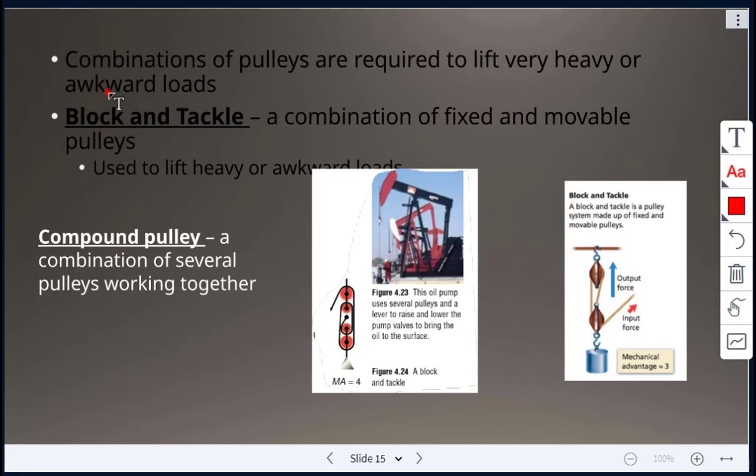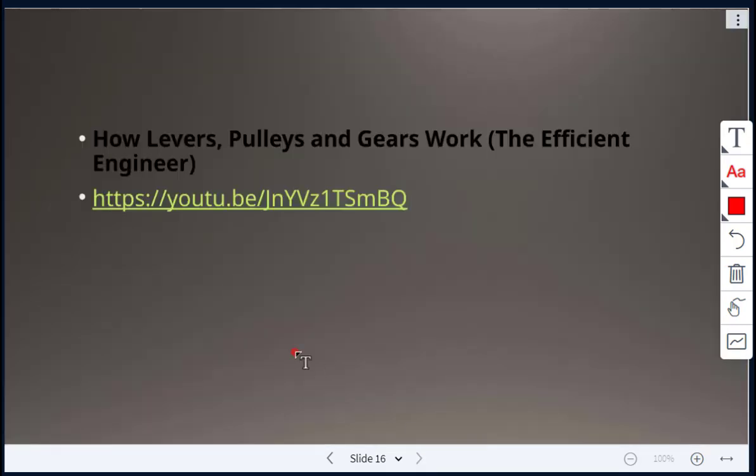Another example is a block and tackle. It's a combination of fixed and movable pulleys, again, to lift heavy or awkward loads. This one has the fixed pulley and also a movable pulley as well. This one is showing a mechanical advantage of 3. Last, we're going to watch this video. It's going to take a look at levers, pulleys, and gears, how they work, and also looking at mechanical advantage.